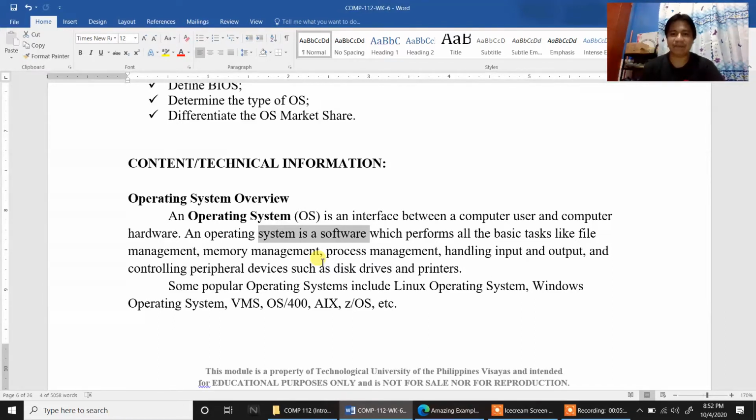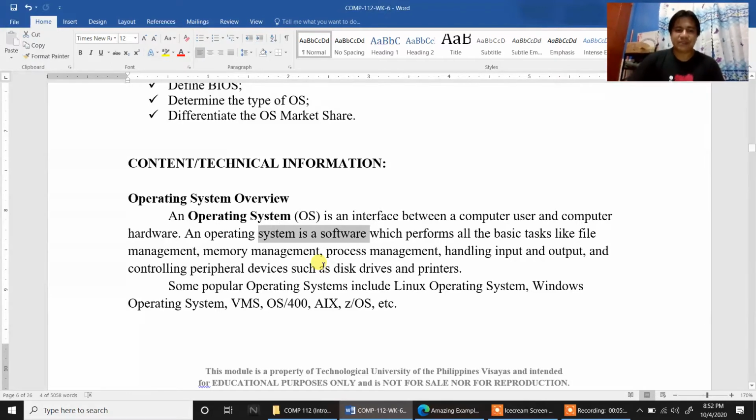Okay? And as stated, it can handle memory management, process management, handling the I/O, and controlling peripherals. And you know already what those peripherals are from your week number 4: the input-output devices, storage devices, and so on.